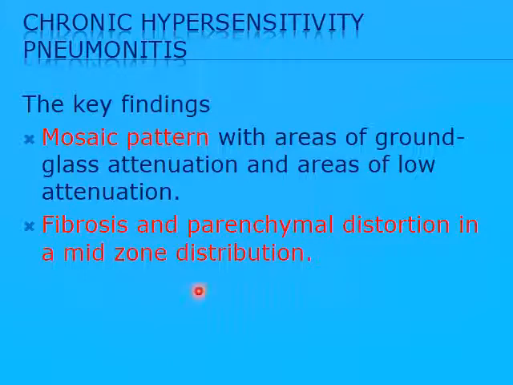The previous features are those of subacute hypersensitivity pneumonitis, but the chronic is different. The key findings in chronic hypersensitivity pneumonitis is mosaic pattern, areas of ground glass opacities, areas of low attenuation due to air trapping, in addition to signs of fibrosis and parenchymal distortion, usually like the region of mid-zone and sometimes.